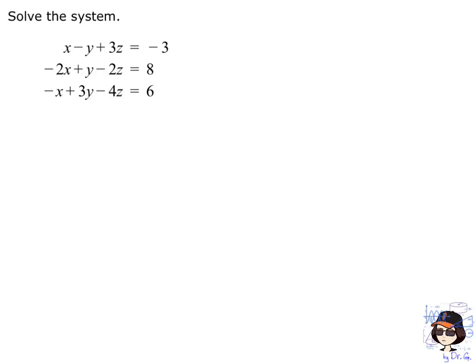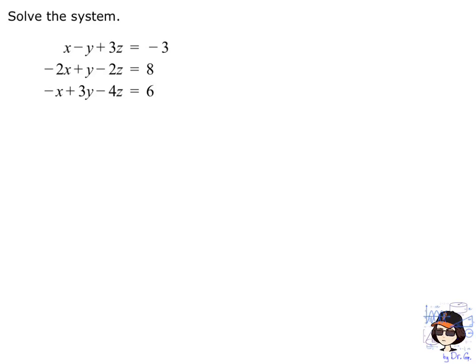The idea with a 3 by 3 system is to get rid of an equation and get rid of a variable so that what you end up with is a 2 by 2, and then you can use the techniques that you already know for a 2 by 2 system. The techniques were substitution and elimination. So how do we go from three equations to two equations and from three variables to two variables?